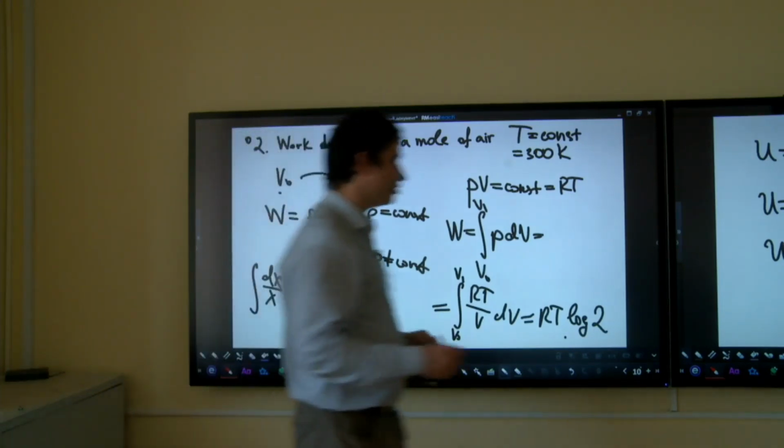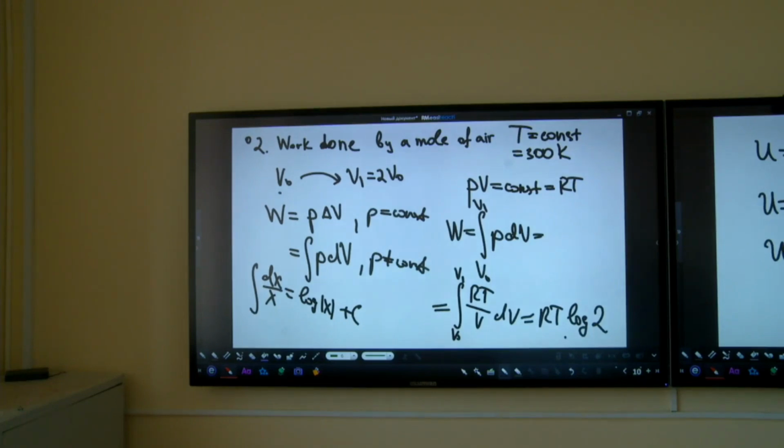And in a general case, when you consider the work done by some gas, it's very good to draw the process in the PV diagram, because that integral of P dV is actually the area below the graph of the process. So that's how the work can be determined graphically. Natural logarithm, yes. Natural logarithm 2 in there.